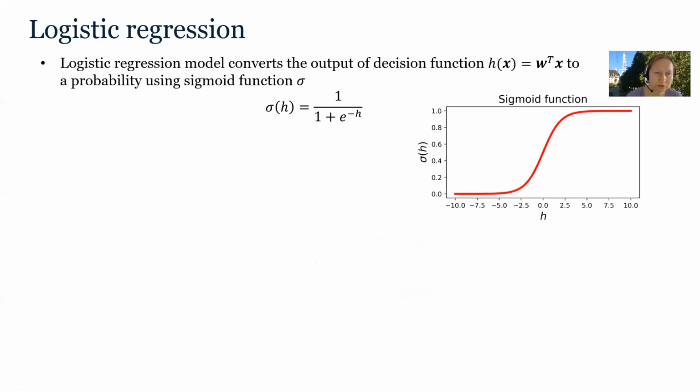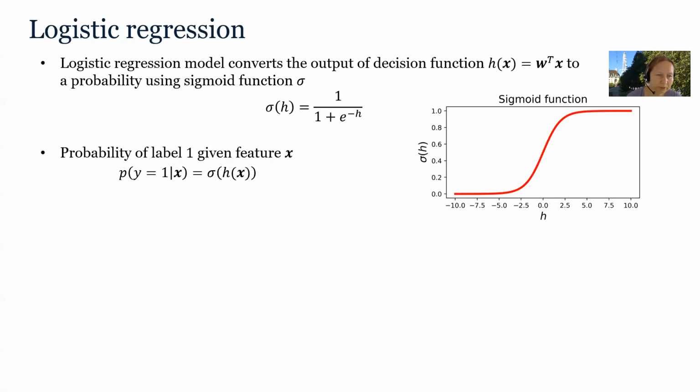Logistic regression is a model that can help us to predict also confidence, using probability, about our predictions. And it does that by converting the output of the decision function to a probability using the sigmoid function. You see the equation for the sigmoid function here. Here is the plot. On the x-axis, we have the output of the decision function, and on the y-axis is the sigmoid. And you see that the range of the values of the decision function is squashed to the range 0, 1, which can then be interpreted as probability.